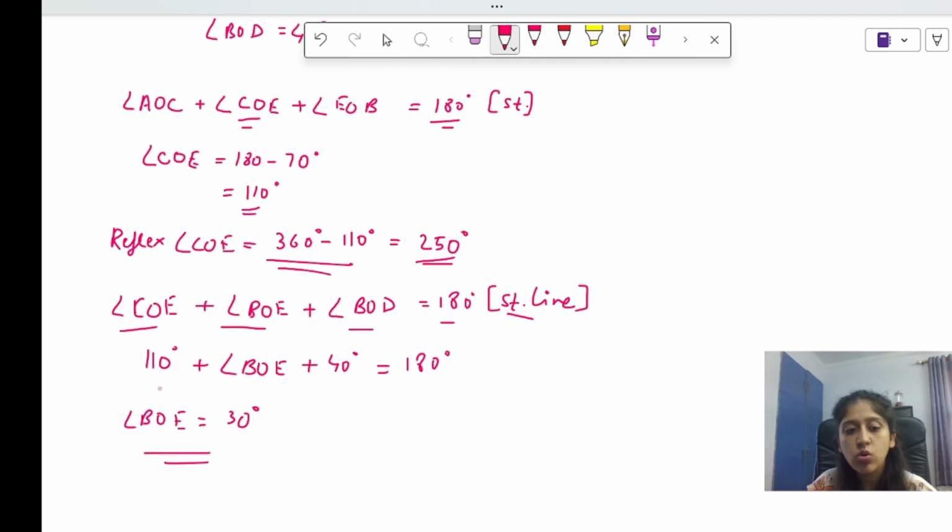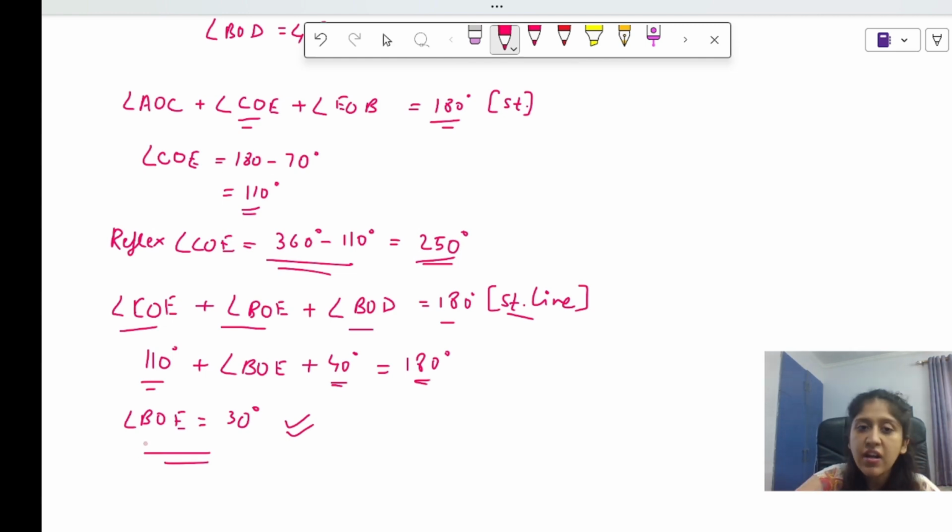What have I done? I have COE as 110 degree. Yes, the acute angle COE is 110 degree. BOE we have to find. BOD is already given as 40 degree and they add up to 180. Just do the simple maths, you will get BOE. That is all. हमने दोनों क्वेश्चन सॉल्व कर लिए हैं, रिफ्लेक्स ऑफ COE एंड एंगल BOE.